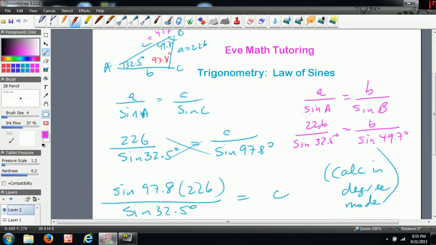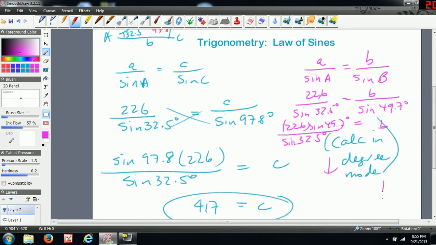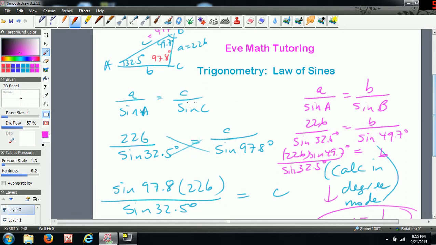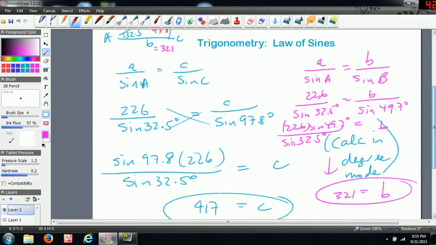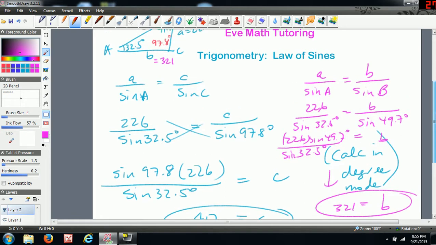So again, cross multiplying, we get that B is equal to 226 times sine of 49.7 degrees divided by sine of 32.5 degrees. And then we finally get that B is equal to 321 as our final answer. So B is equal to 321. So that's our answer. So we use the sine law to solve that.